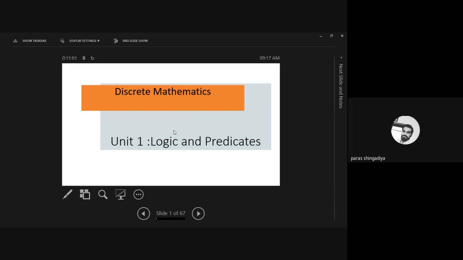So discrete mathematics unit number 1 is logic and predicates. I think you already learned some of this part in the electronics subject: AND gate, NOR gate, NAND gate, and how we can derive them using a truth table. Here we'll learn the mathematical definitions and solve this type of truth table where a statement will be given, and as per the truth value of the statement we'll derive the answer. So that is unit number 1, logic and predicates.